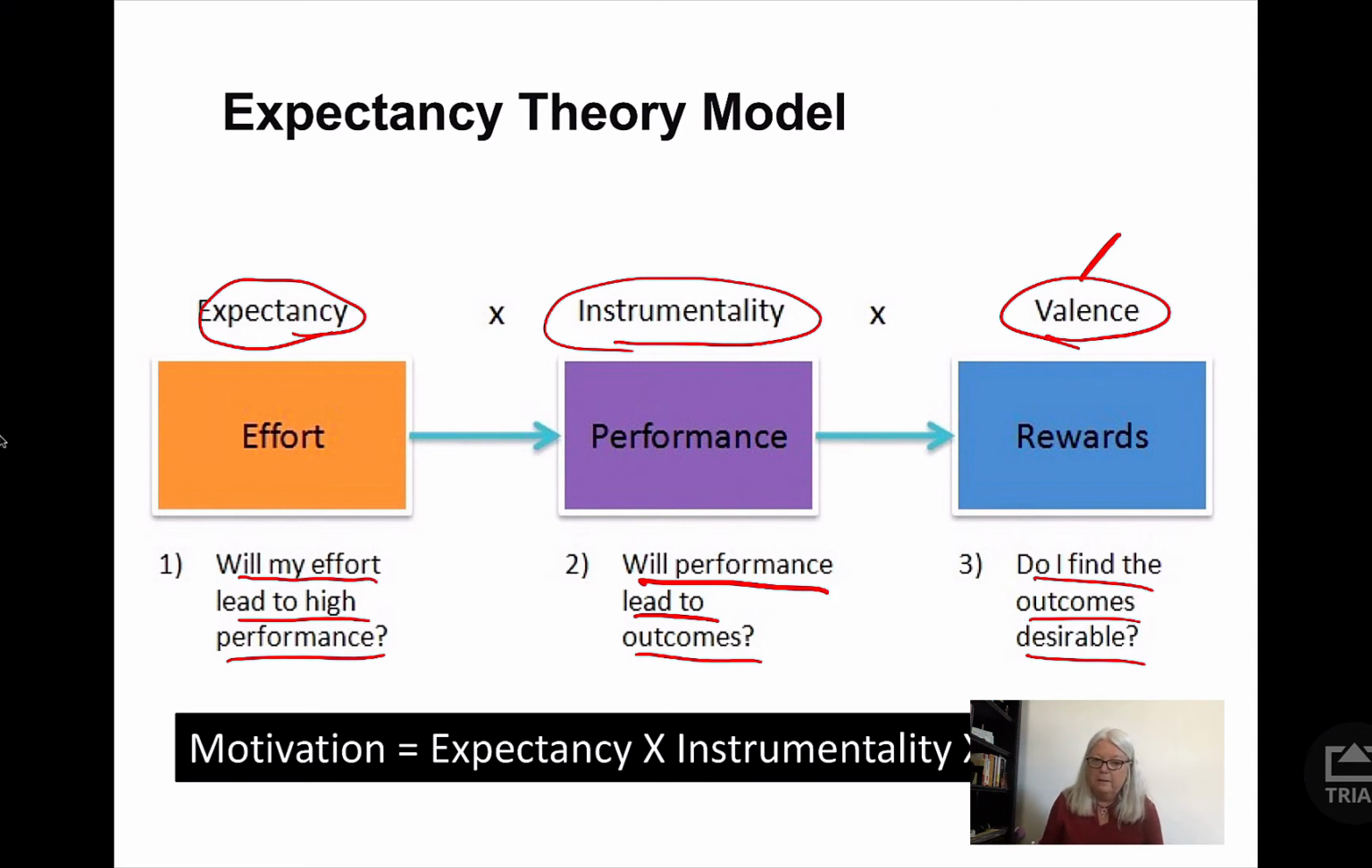And we look at this as a mathematical formula. Okay, motivation is equal to expectancy times instrumentality times valence. And you can see what happens if one of those is 0. So if any of those is 0, because it's multiplication, then there'll be no motivation. And this theory makes a lot of sense to me as far as what really motivates people.